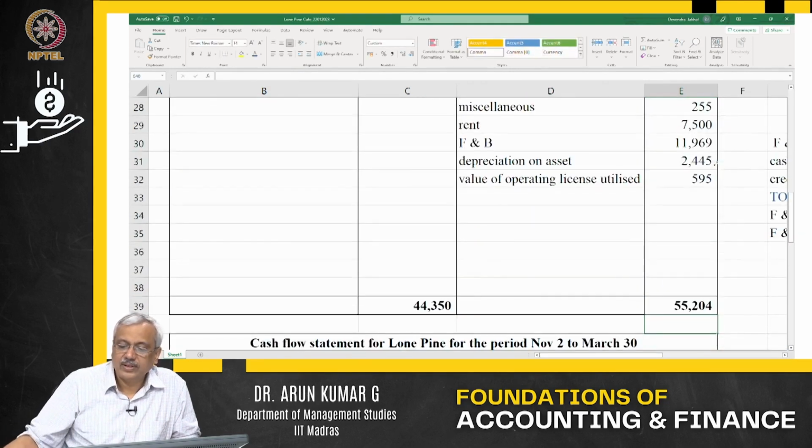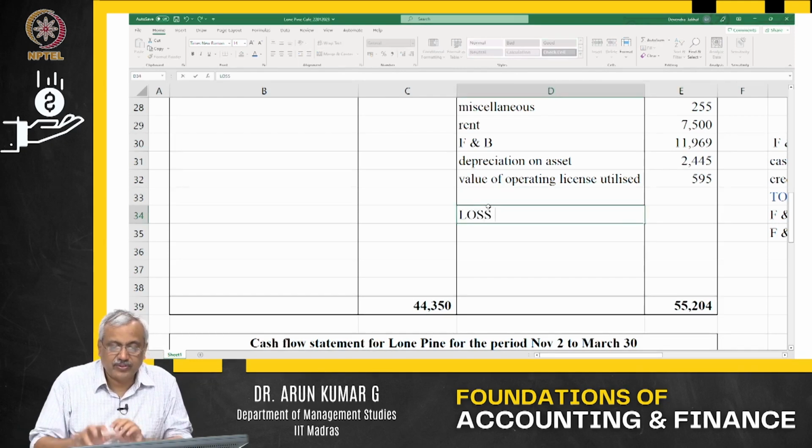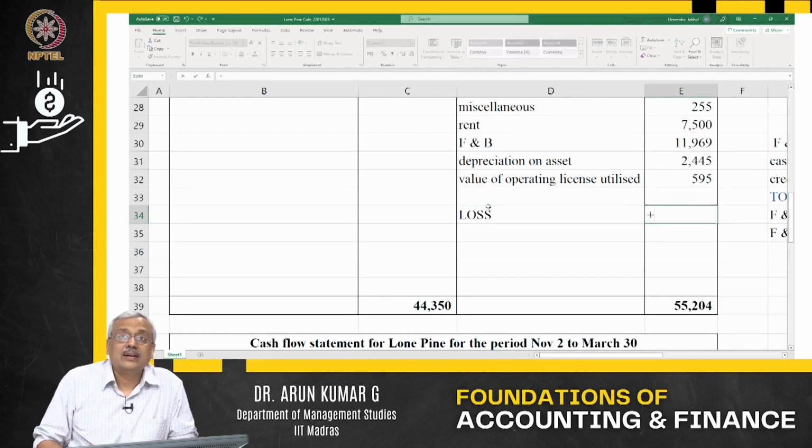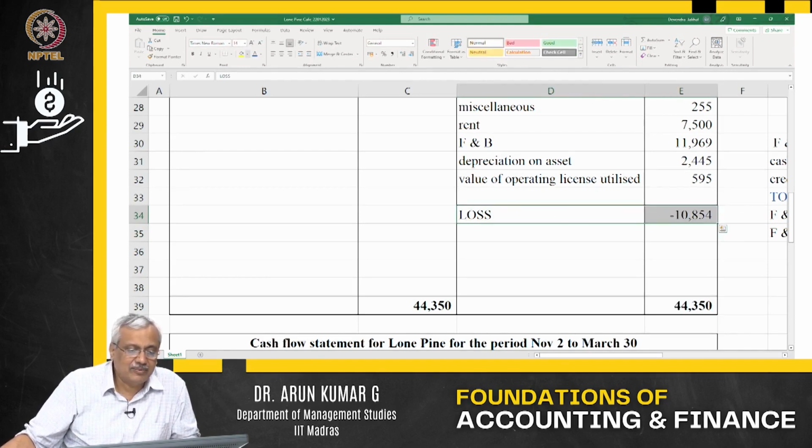Now what happened? My revenue is 44,350. My expenditure is 54,204. That means expenditure is more than income. It is obviously nothing but a loss. What is the loss out there? 44,350 minus 55,204 is the loss, that is $10,854, the loss that I have incurred in the process.